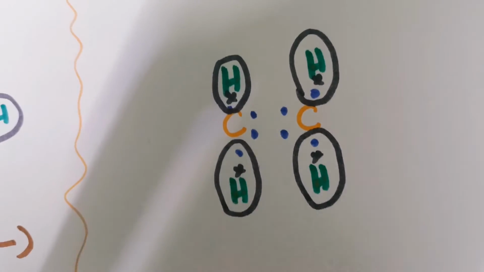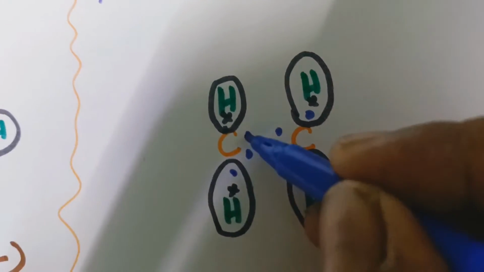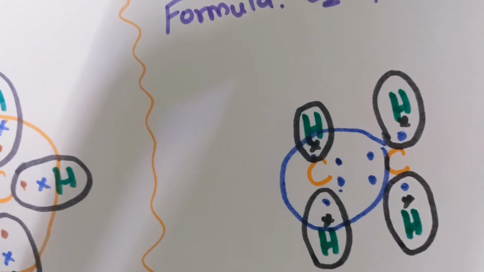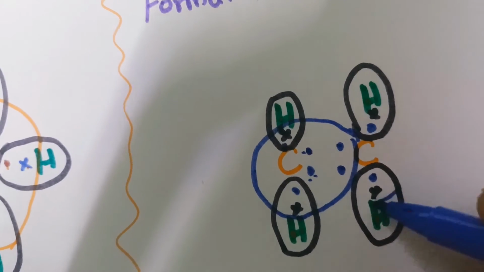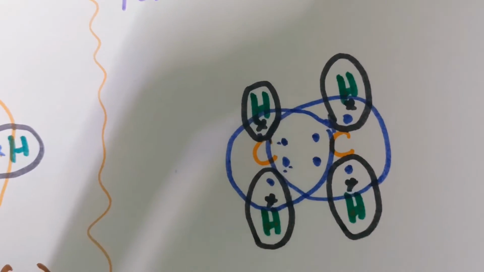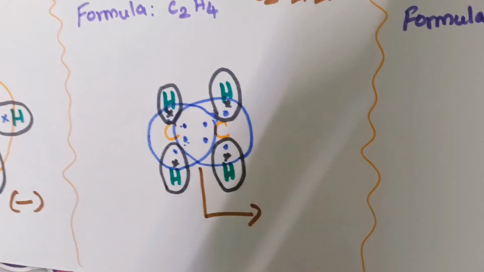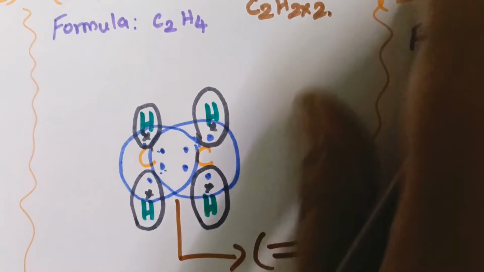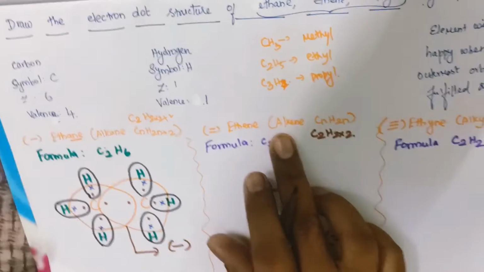What about the carbon? The carbon should have 8 electrons. Now count: 1, 2, 3, 4, 5, 6, 7, 8. So totally it will be occupied with 8 electrons. On this side also, 1, 2, 3, 4, 5, 6, 7, 8. How many electrons are shared here? Here it shares 2 electrons, which means 2 bonds will be formed. A hydrocarbon which forms a double bond is called an alkene. Double bond will be formed in the alkene family.